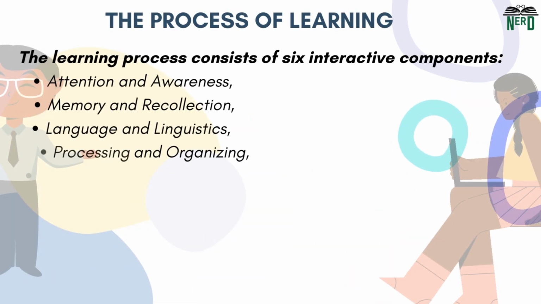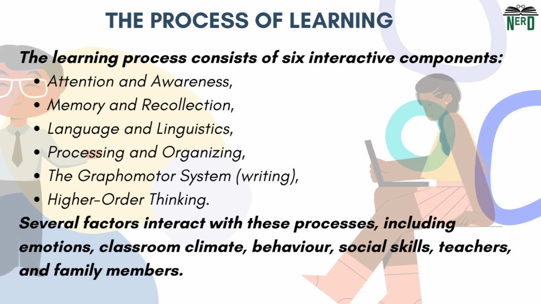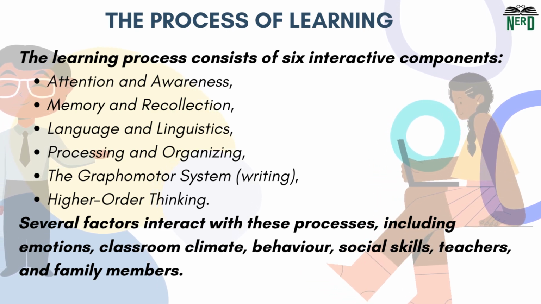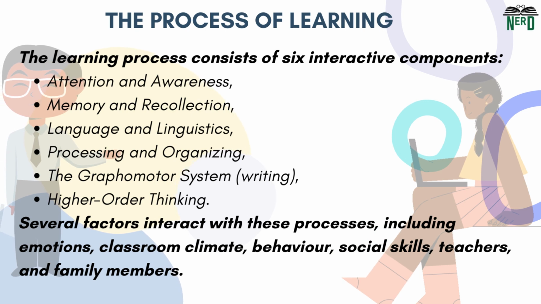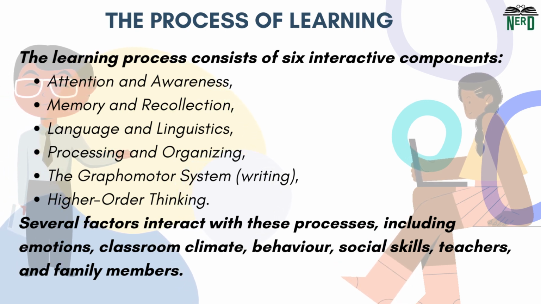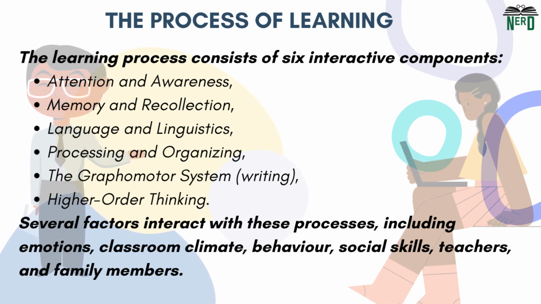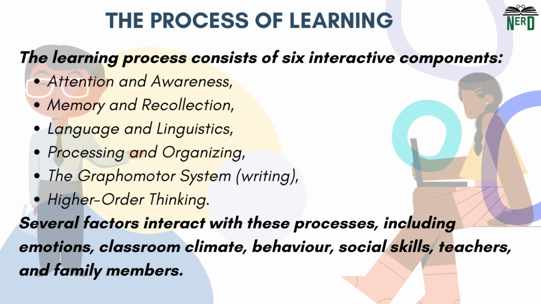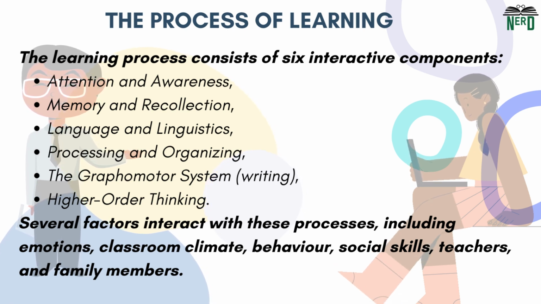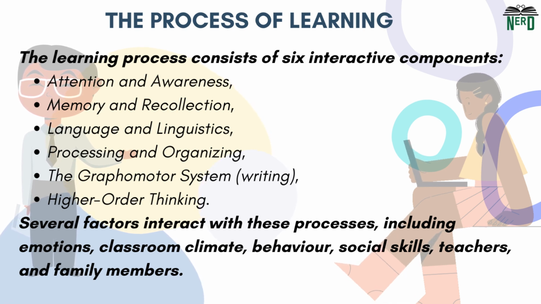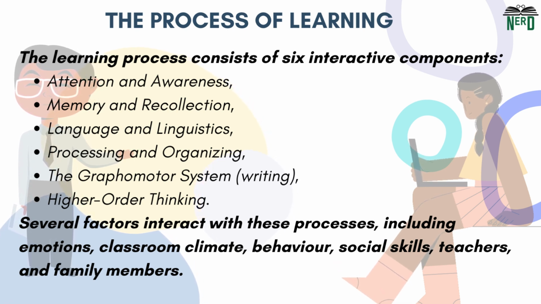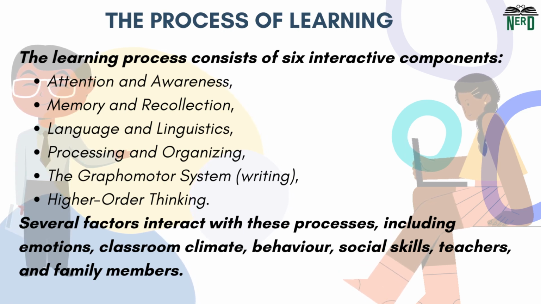Now that we have discussed the definitions, it's time to know the process of learning. The learning process consists of 6 interactive components. These components are 1. Attention and awareness. 2. Memory and recollection. 3. Language and linguistics. 4. Processing and organizing. 5. The graphomotor system, writing. 6. Higher order thinking. Several factors interact with these processes, including emotions, classroom climate, behaviors, social skills, teachers, and family members.